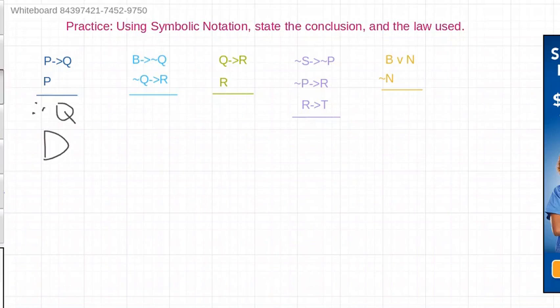Next one says, if B, then Q, if Q, then R. Our answer would be, therefore, if B, then R, and our law would be syllogism. Third one says, if Q, then R, and we have R. This would be invalid.